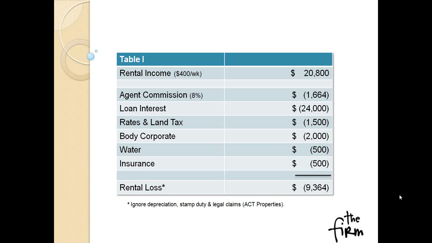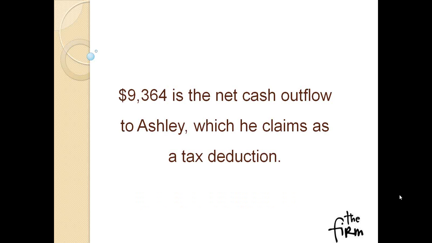So after all this, the income and expenses have given Ashley a rental loss of $9,364. When Ashley lodges his tax return, he's able to claim this $9,364 as a rental loss against his salary income. So what does this do to his tax position?